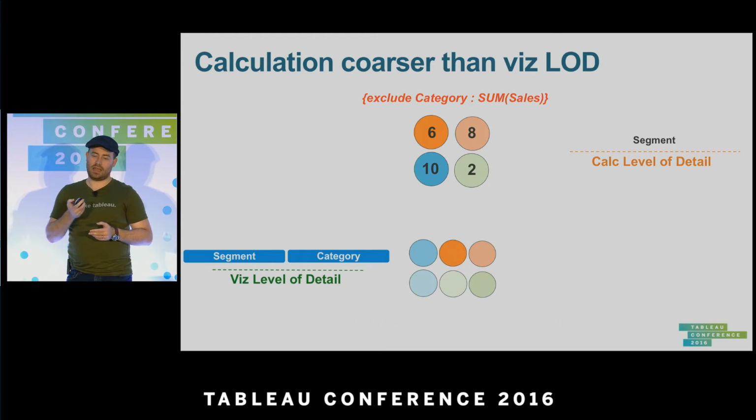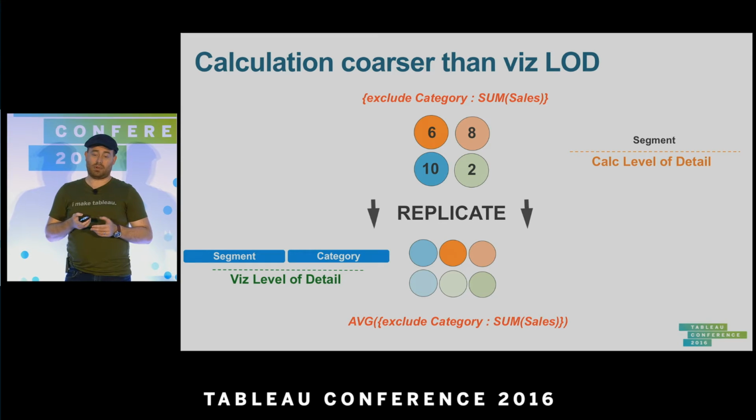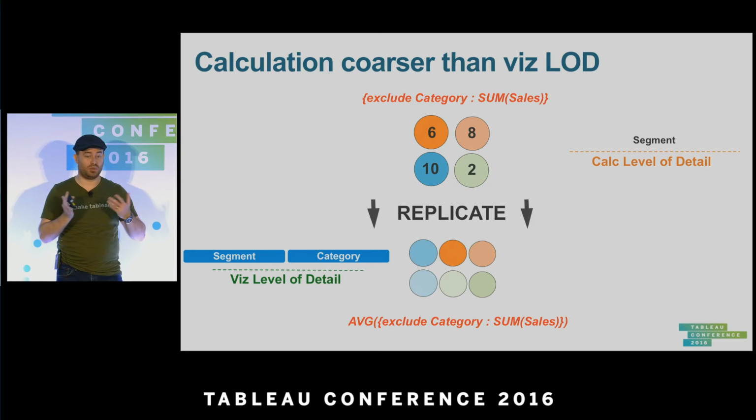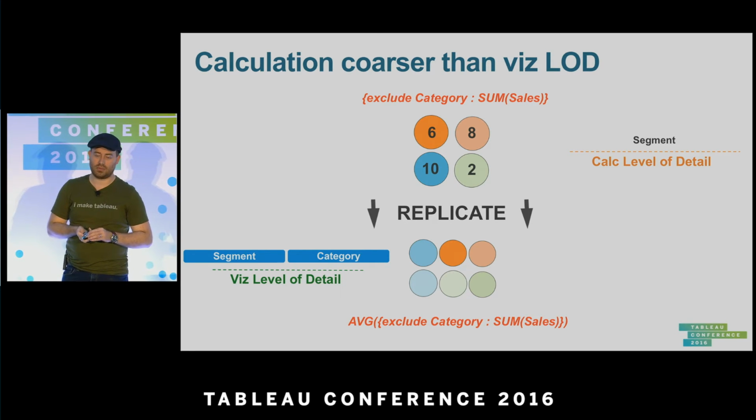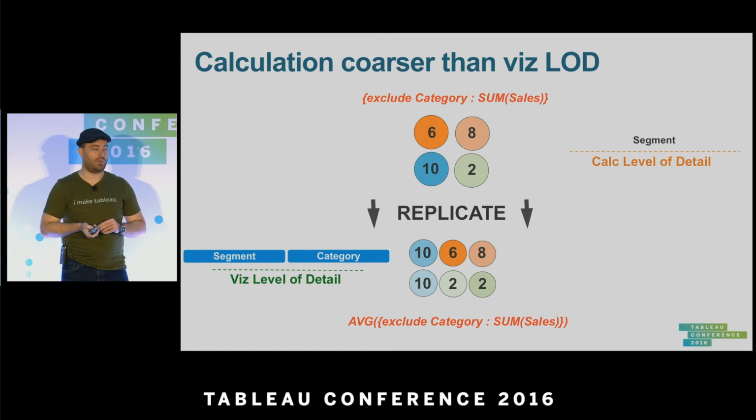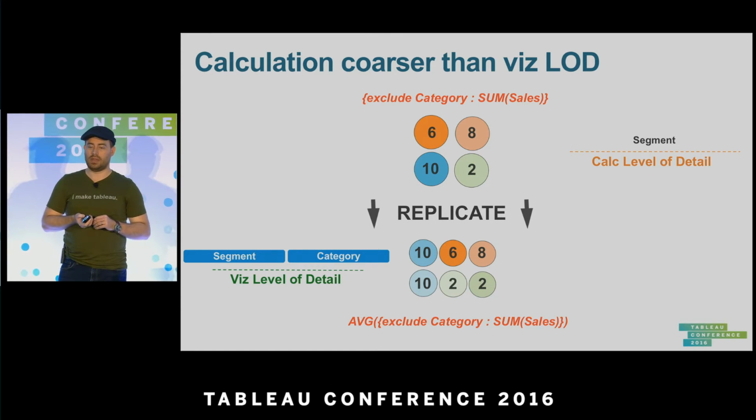So Tableau will take 10, and it will replicate to all the shades of blue. Right? Those are the different categories within the same segment. The blue segment has 2 categories, different shades of blue. So 10 goes 10, 10 down there. 2 will replicate to shades of green, and 6 and 8, no change because it's a one-to-one mapping. There was only one category in that segment.